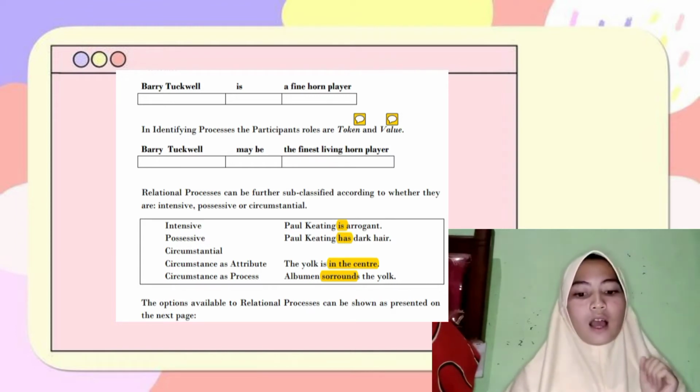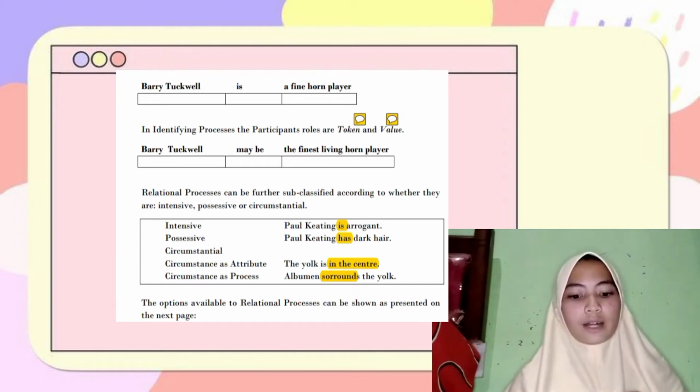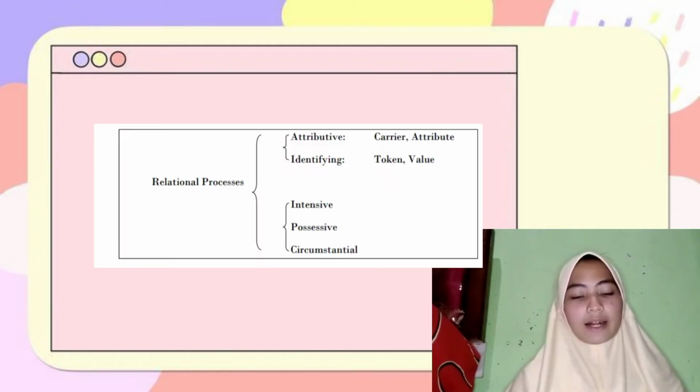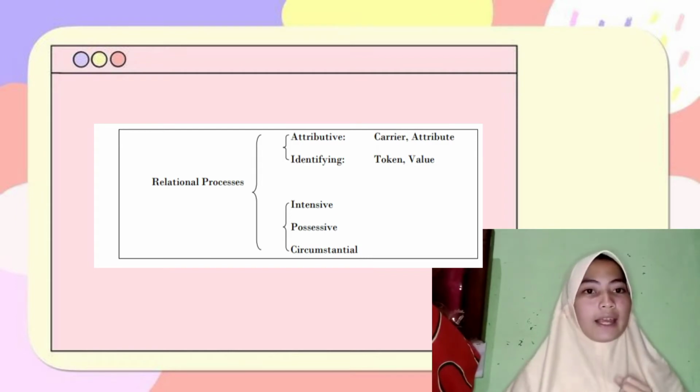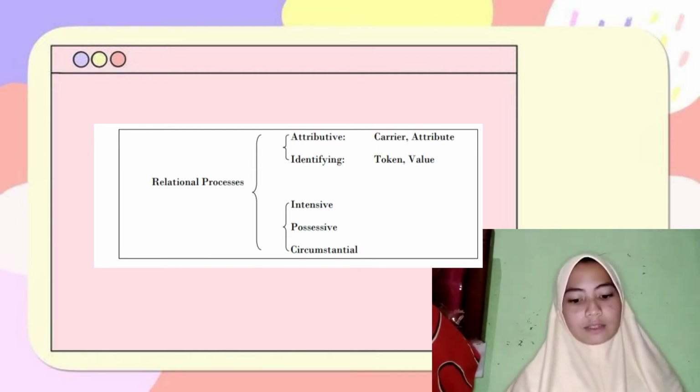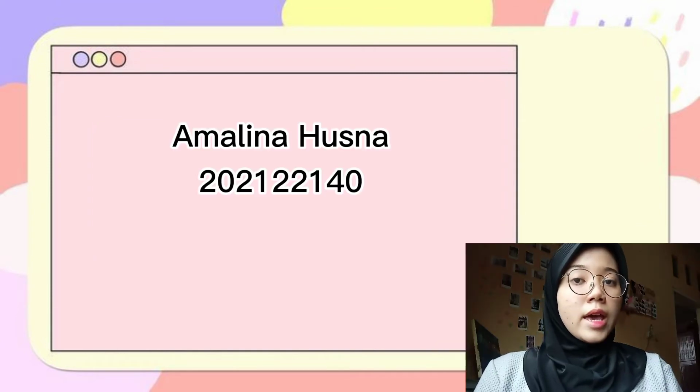The options available to relational processes are shown on the next page. Relational process: attributive, carrier and attribute; identifying, token and value. Okay, I will continue the presentation.